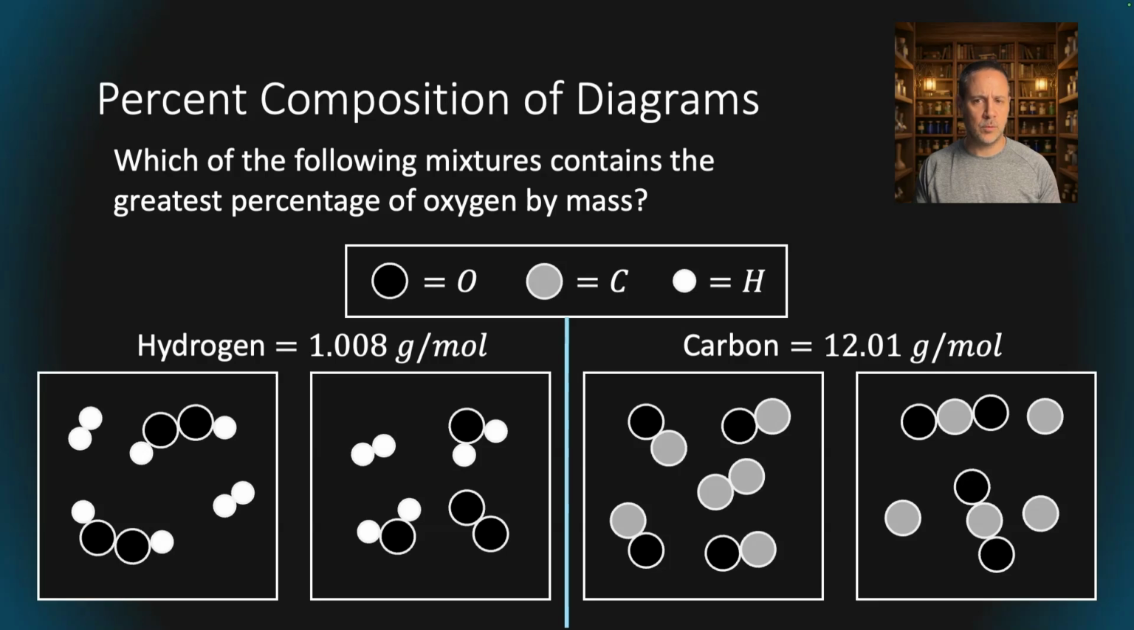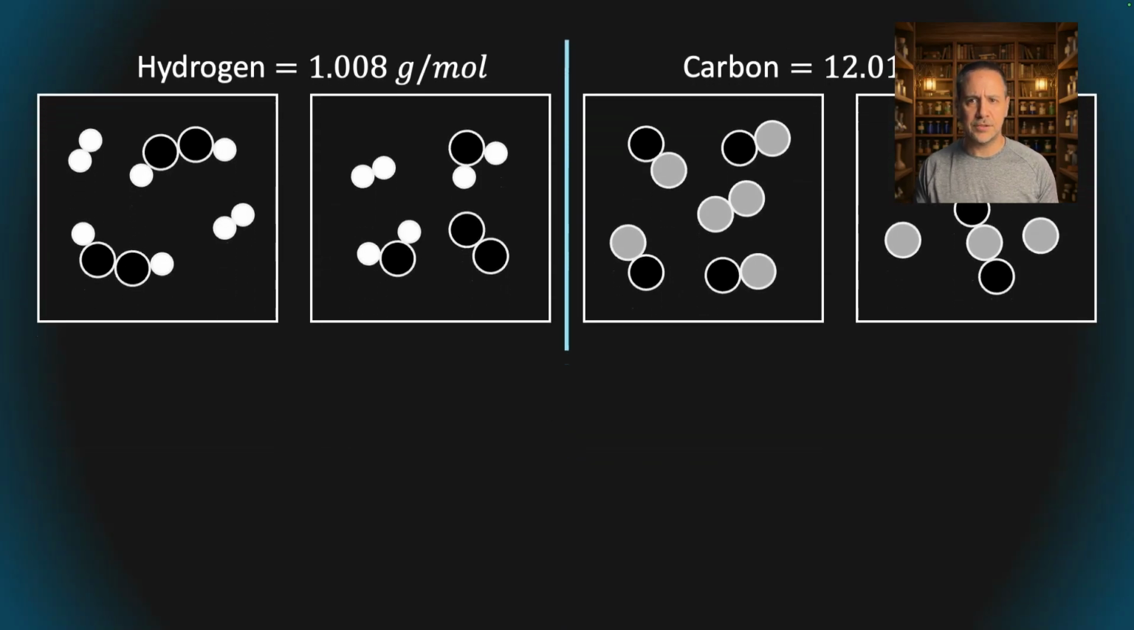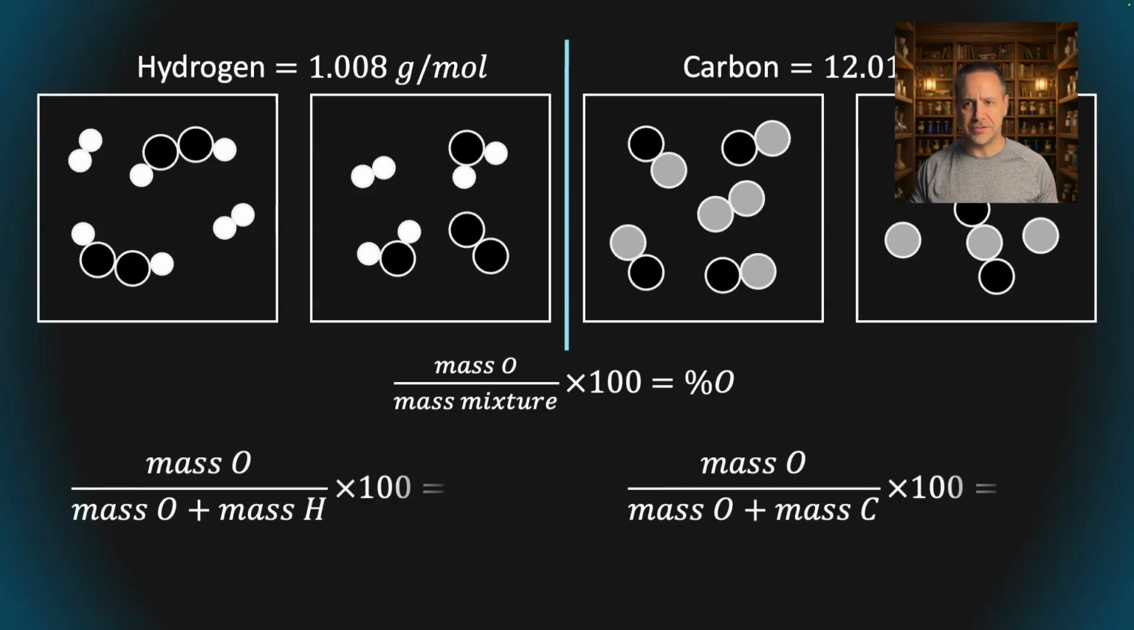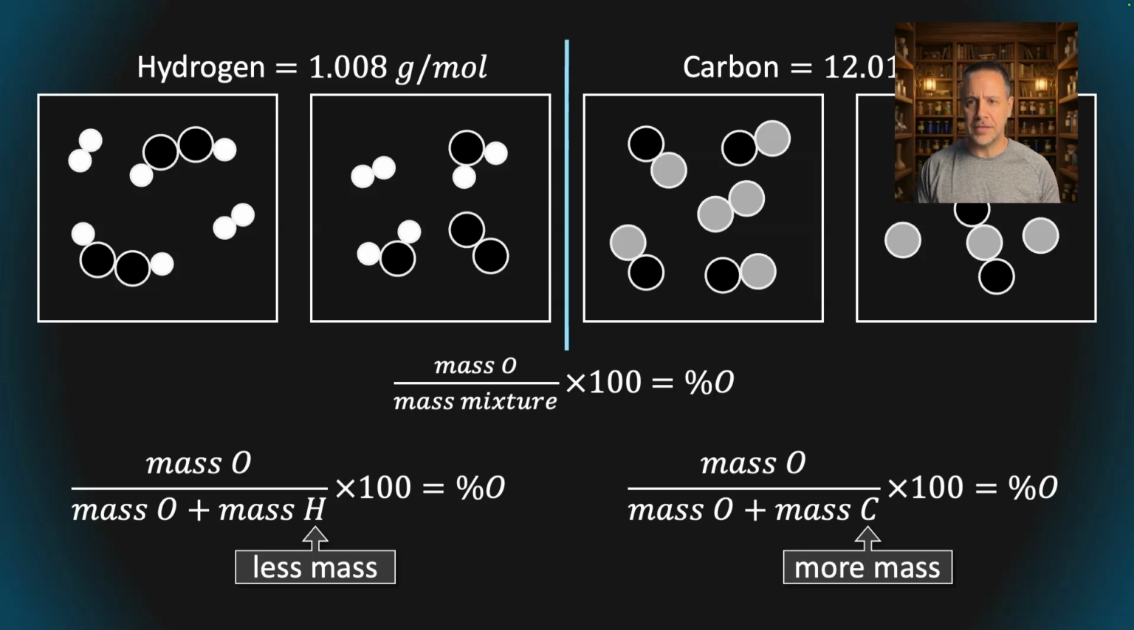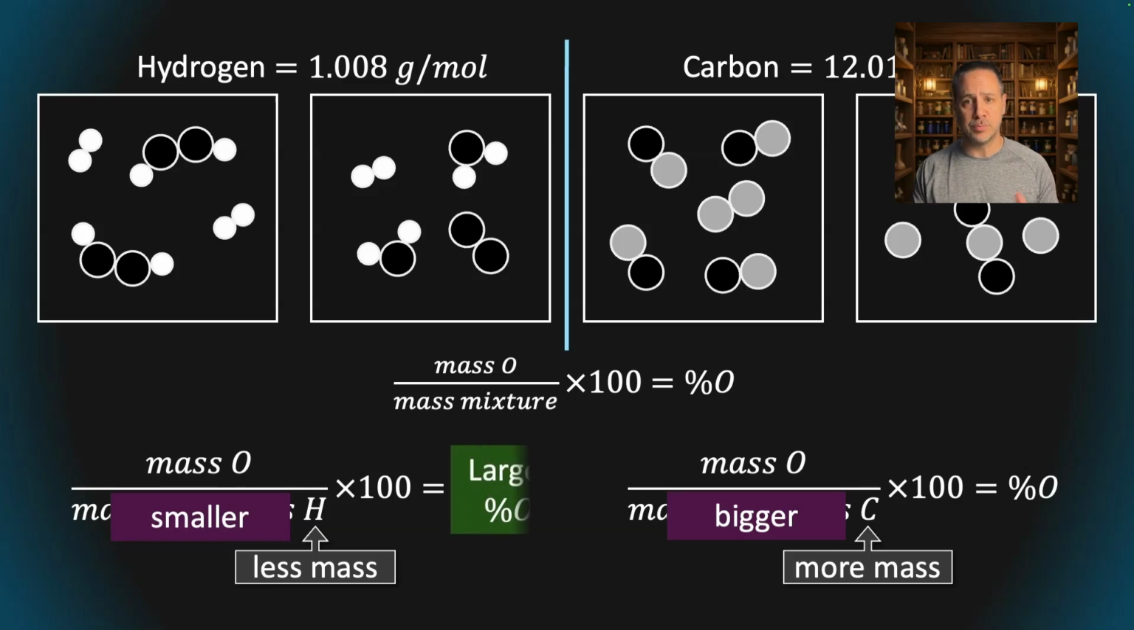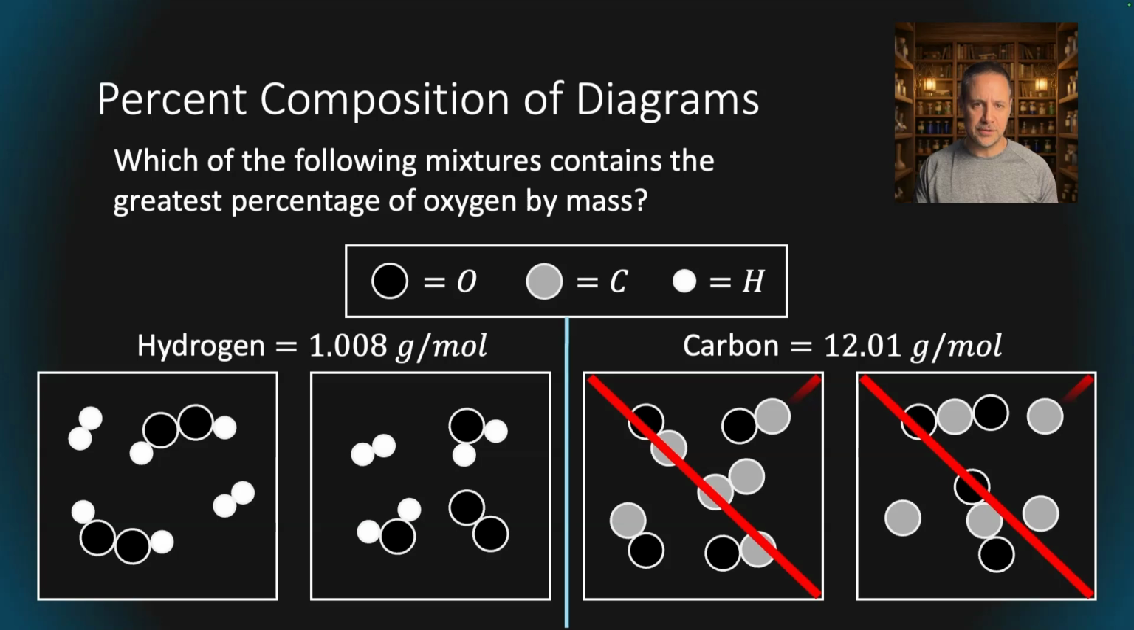If you don't see that right away, you can still set up the calculations without any numbers. To calculate the percent oxygen in the mixture, I'd have to divide the mass of oxygen by the mass of the mixture. The mixtures contain different elements, so the denominators are different for each pair of diagrams. Hydrogen has significantly less mass than the carbon, making the denominator on the left smaller than the one on the right. Dividing by a smaller number will result in a larger percentage of oxygen. That means I can eliminate the boxes on the right that contain the carbon.